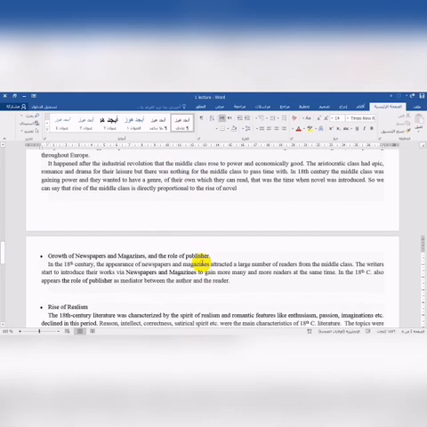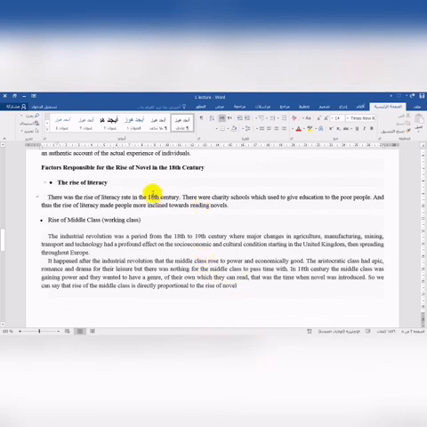Also in the 18th century we have another factor, the growth of newspapers and magazines and the role of the publisher. The number of newspapers and magazines became greater than before, because of the invention of what? The invention of the printing press. In Europe, or in England, we have the invention of printing. Before the 18th century, books were written by hand. This took so much time, effort and money, because it is written hand by hand.